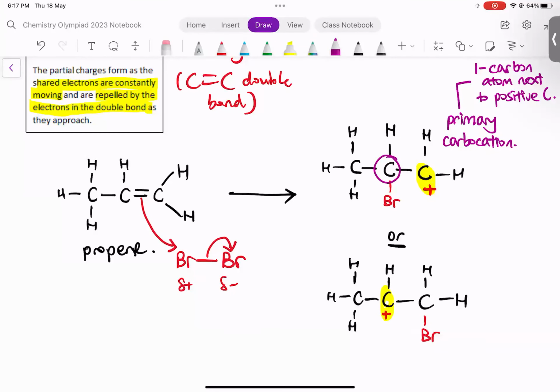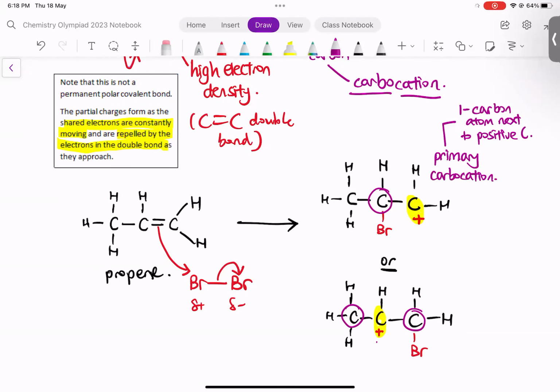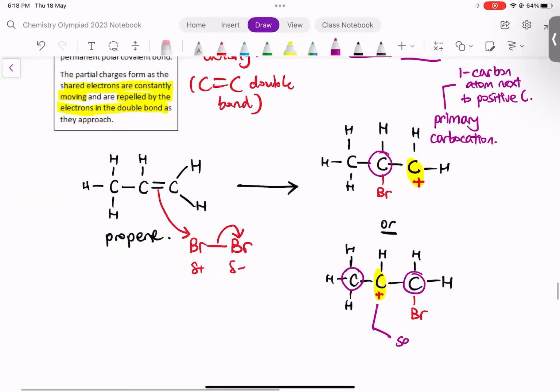Whereas the one at the bottom has two carbon atoms next to it. So if it has two carbon atoms next to it, this is called a secondary carbocation, because it has two carbon atoms next to the positive carbon.